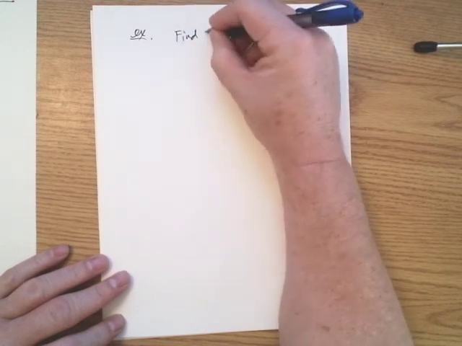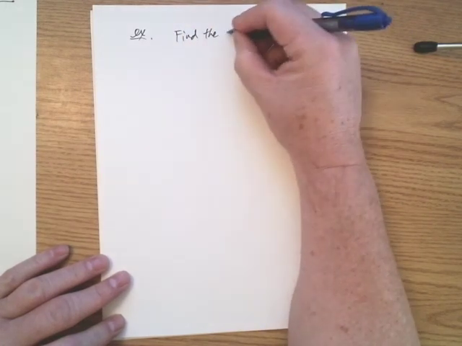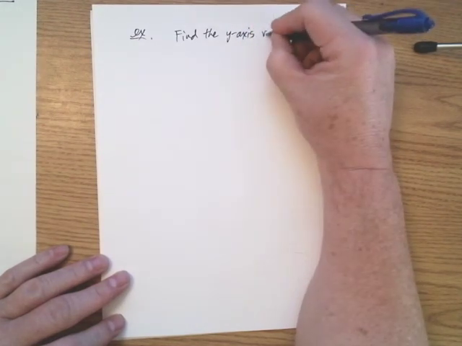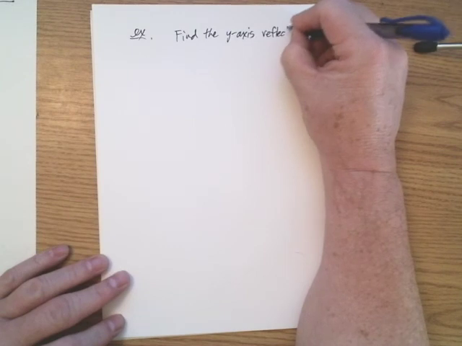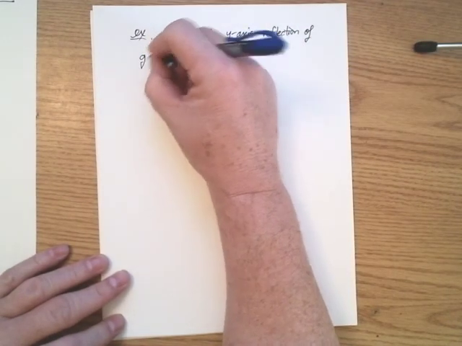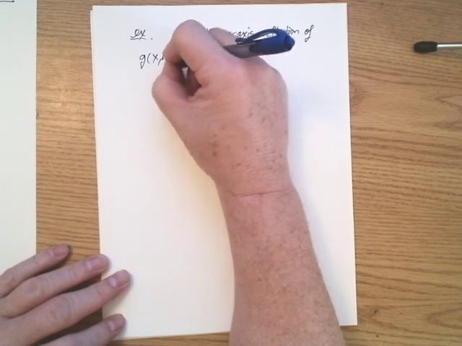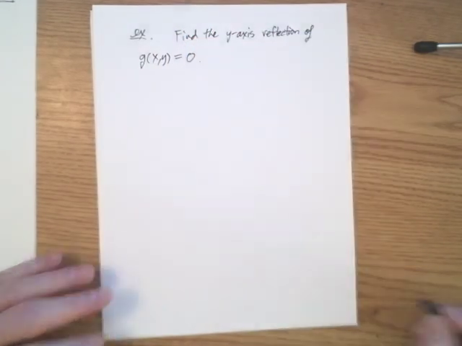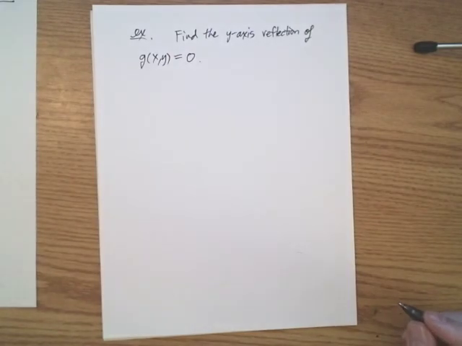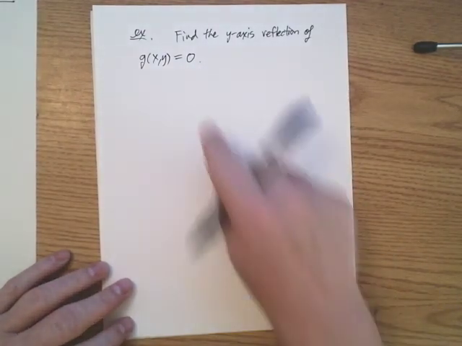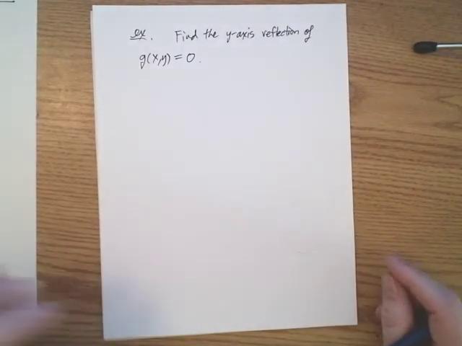Find, let's say, the y-axis reflection of this abstract relation g of x, y equals 0. Okay? I'll just make something up very abstract here, but this is fine. You guys can see I have my c is equal to 0. Doesn't matter what that c is, actually. I'm going to show you guys how to do this.